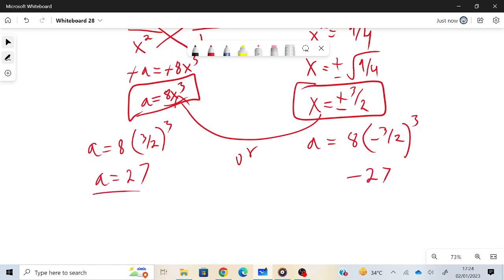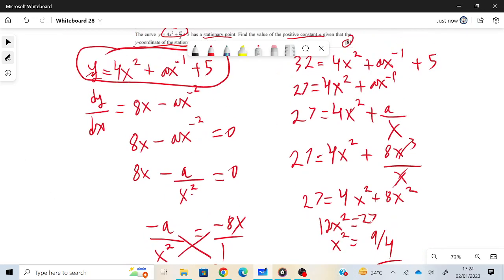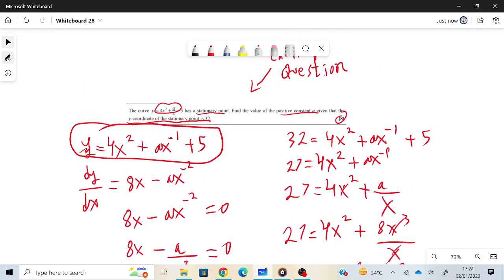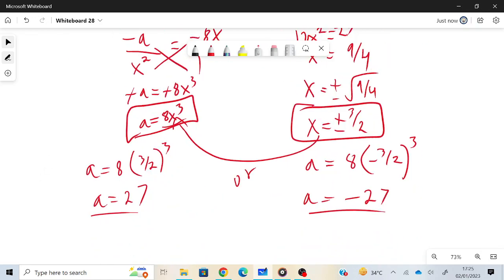Now both of these answers are correct. a is equal to 27, a is equal to minus 27. But which one do you use? You go back to the question and read in between the lines. It says find the value of the positive constant a. So which of the answers is positive? That's a is equal to 27. So this is not your answer, it's a is equal to 27.